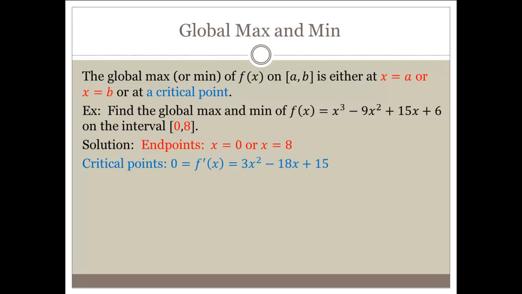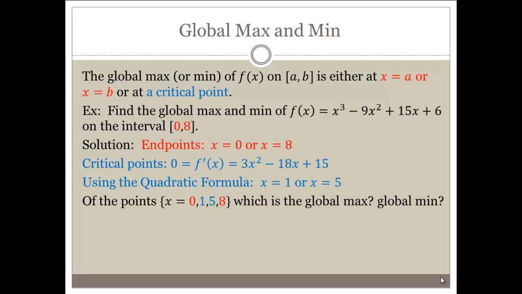To solve the equation 0 equals 3x squared minus 18x plus 15, we can either factor or use the quadratic formula to find that x equals 1 or x equals 5. So we found the endpoints x equals 0 and x equals 8, along with the critical points x equals 1 and x equals 5. So now the question becomes, of the points x equals 0, 1, 5, and 8, which is the global max and which is the global min?